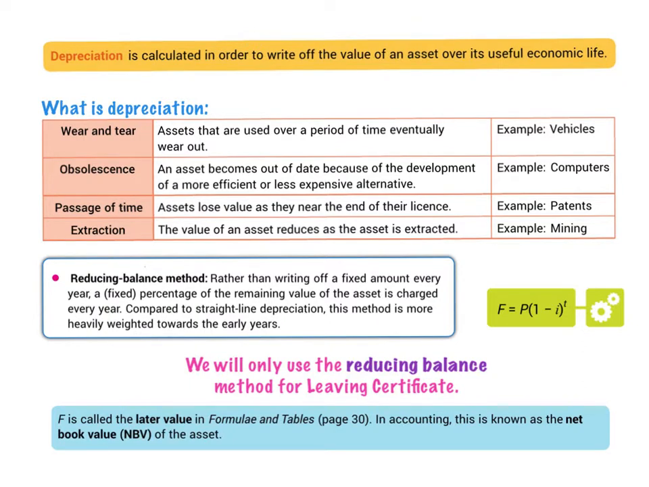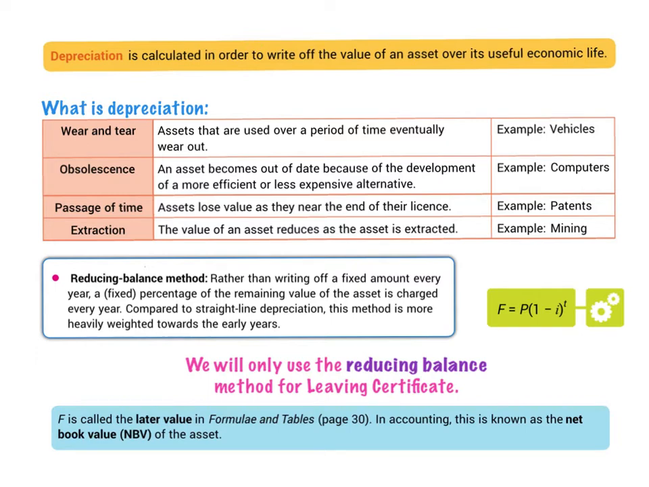Depreciation is calculated in order to write off the value of an asset over its economic life. So basically, when you buy a car, if let's say you buy a brand new 211 car, the minute you drive that car out of the yard, it will depreciate, and unfortunately in the first year of its life, so for the first year that you own it, it will lose anything up to €10,000 in depreciation.